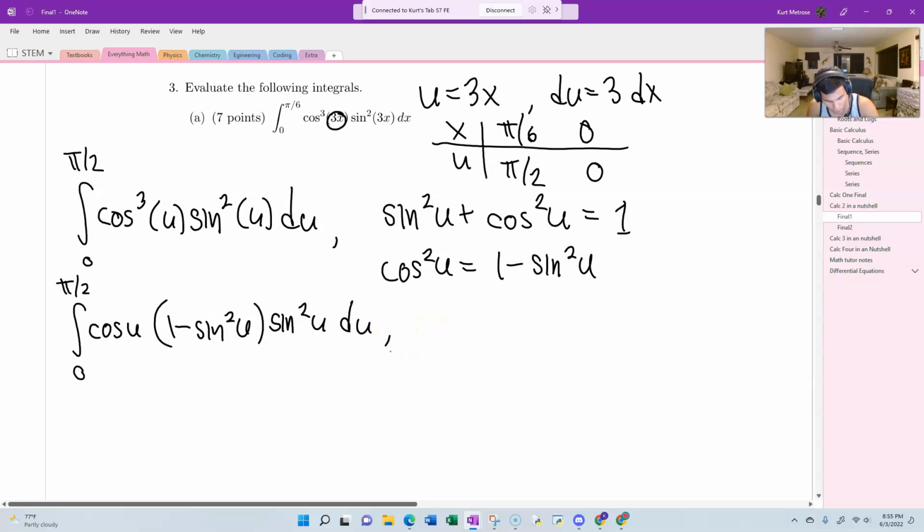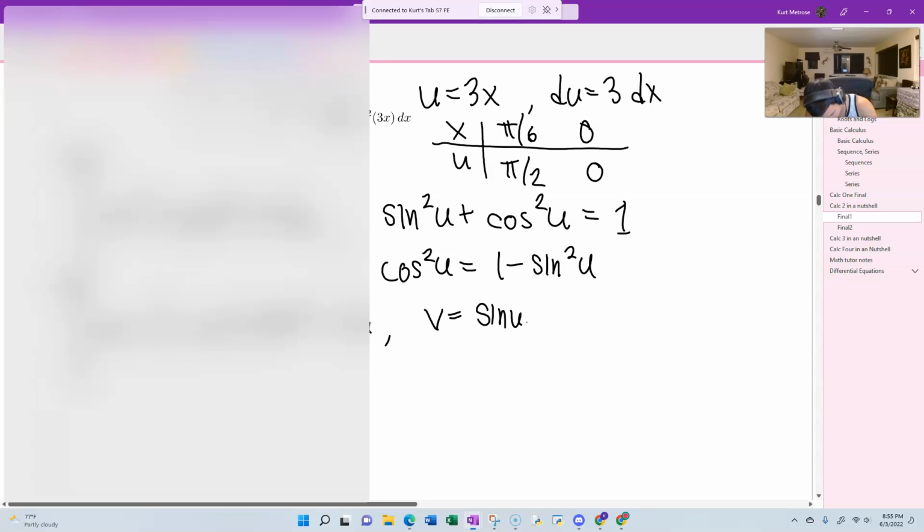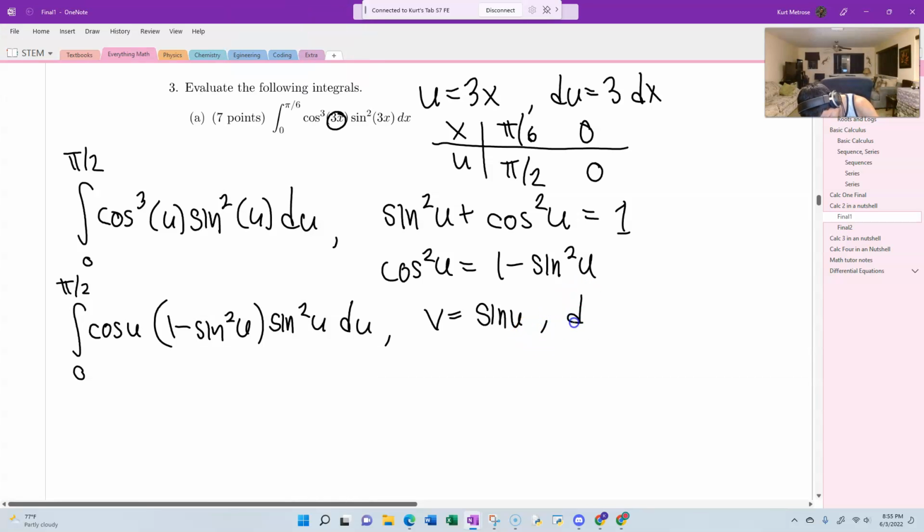Okay, now I want to do some cancellation. I mean, I want to get out of this trigonometry and get into polynomial. So let me just let v equal sine u. The reason I'm going to let it equal sine u and not cosine u is that if I let it equal cosine u, nothing's going to cancel. If I let it equal sine u, only sine u, not sine squared u, I can get things to cancel. So then you see I get dv is equal to cosine u du.